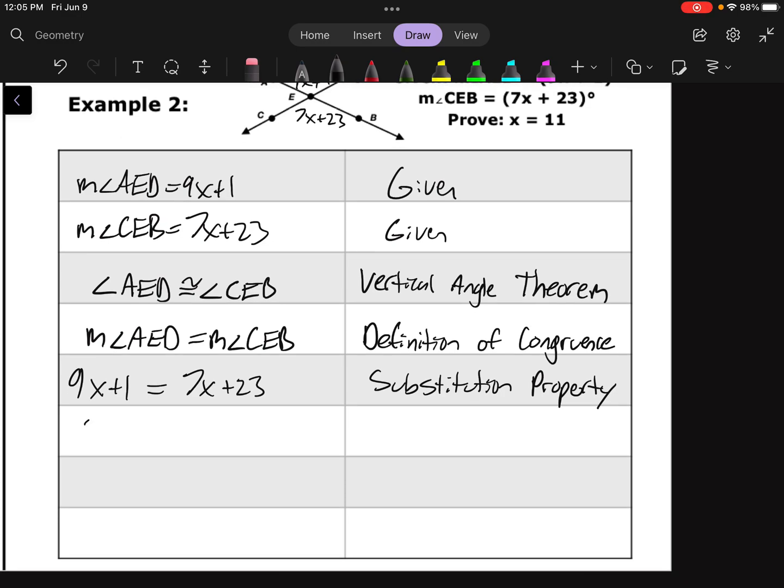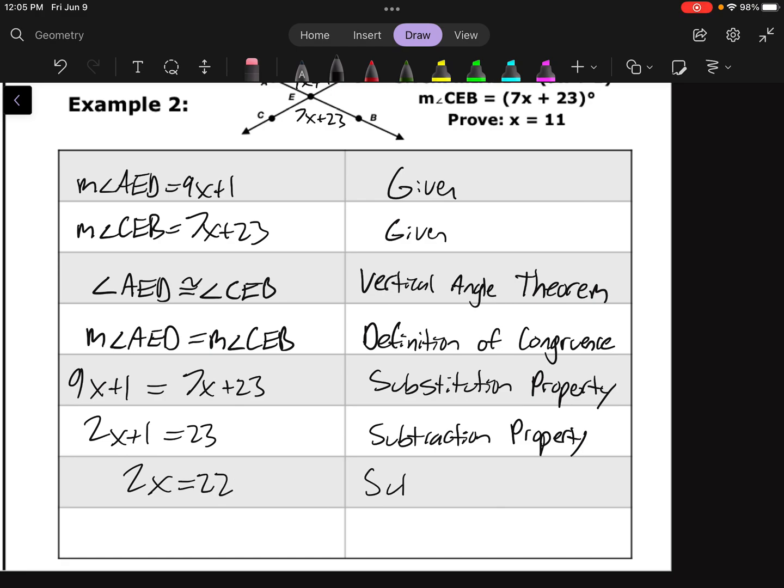Okay, now I can subtract. I'm subtracting the 7x. And then I can subtract the 1. So another subtraction property. And then I can divide. Get x equals 11. And there we have it.